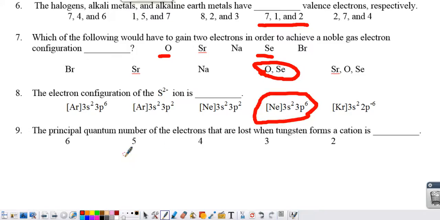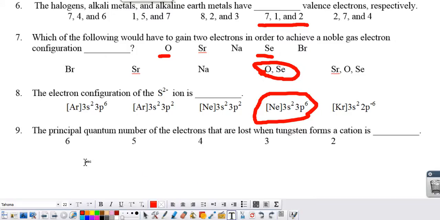What is the principal quantum number of the electrons that are lost when tungsten forms a cation? Okay, tungsten is 1s2, and then it goes for a while, and let's pick it back up when we get close to the end. 6s2, 4f14, 5d, 1, 2, 3, 4, 5d4. So, 1s2, skip a few, 6s2.